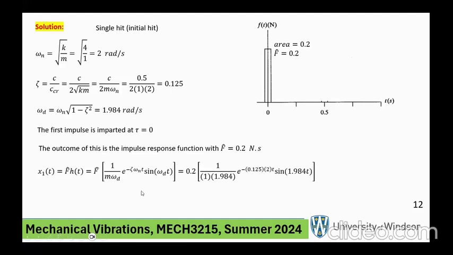So it's going to be f hat h of t, or f hat, here is h of t, the whole thing. We replace the values, 0.2 for f hat. This came from the instrument hammer. We put the mass, 1 kilogram, omega d, we just calculated it here. E to the minus, there is your zeta. There is your omega n. Of course, there's a t. Here is omega d times t. So we got it. There it is.